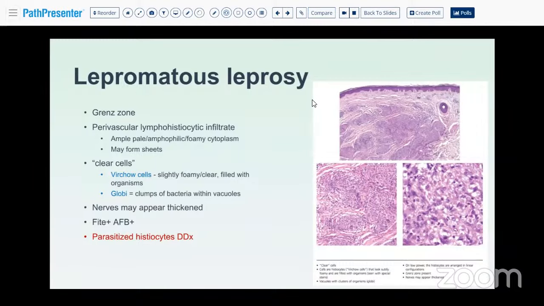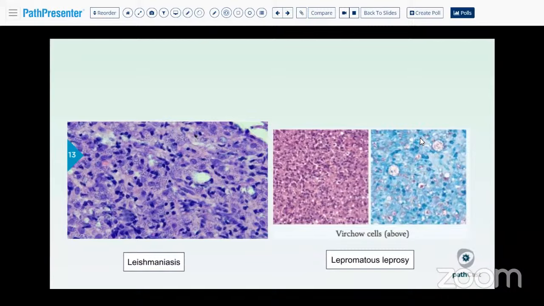Lepromatous leprosy is another answer choice. Histologically, this presents with a Grenz zone and a perivascular lymphohistiocytic infiltrate. We have ample pale foamy cytoplasm that can form sheets. As we zoom in on the clearish foamy cells, they are full of acid-fast bacilli, the M. leprae species. Those are called Virchow cells. The clumps of bacteria within the vacuoles of the histiocytes are called globi. The nerves here are thickened. At scanning magnification, because this granulomatous infiltrate follows our adnexa and nerves, it can almost look like you have thickened nerves on low power. Of course, these are going to stain with Fite and AFB. Leishmaniasis versus lepromatous leprosy: both have parasitized histiocytes.